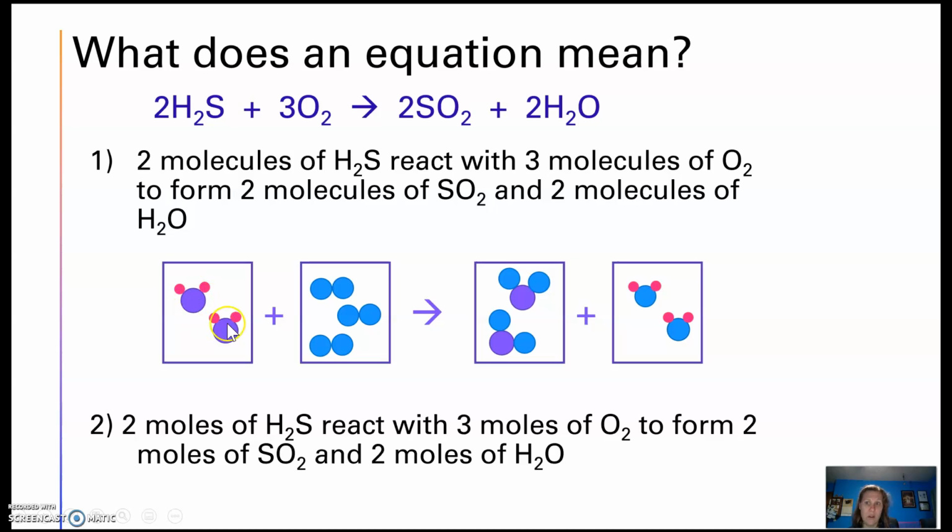So, the purple are the S's. So two S's over here, two S's over here, four H's, four H's, six O's total, two, four, six O's over here. So it's a balanced chemical reaction.